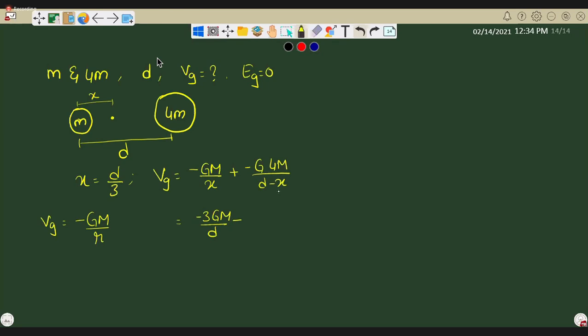d by 3 means this will become 2d by 3. 2d by 3 goes up, so there will be minus 6, 9 GM by d. So this is minus 9 GM divided by d. Clear? Is it clear? Yes, sir.